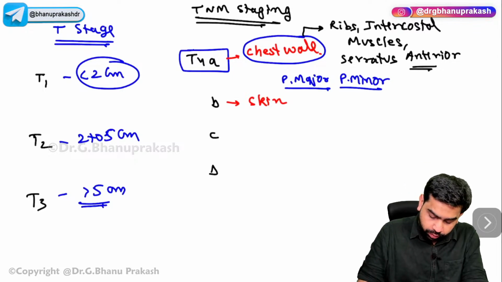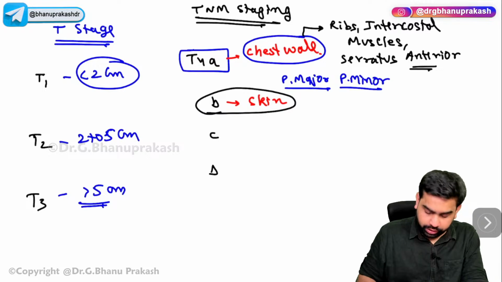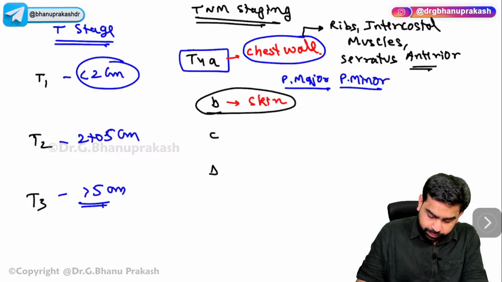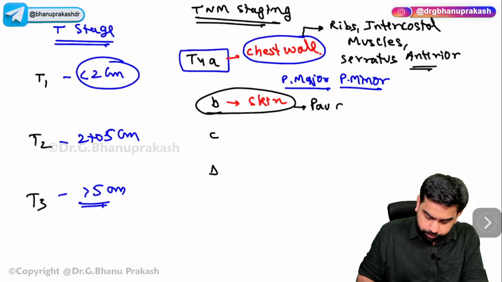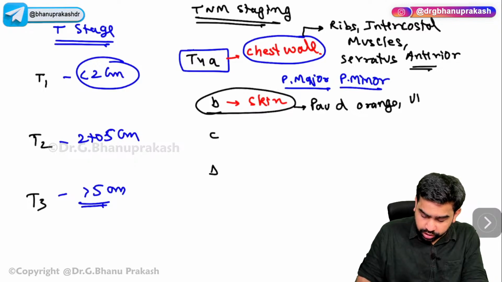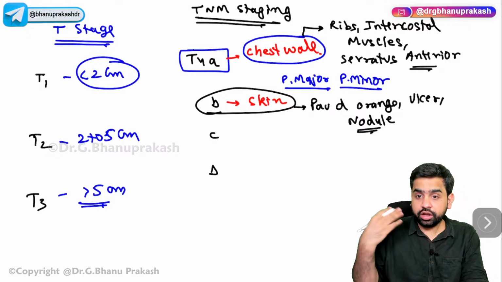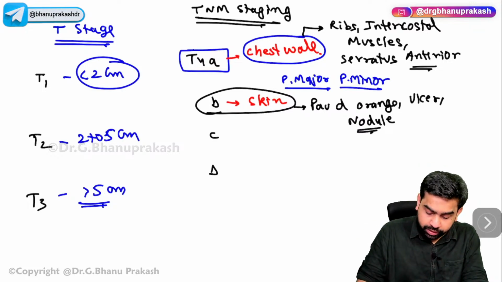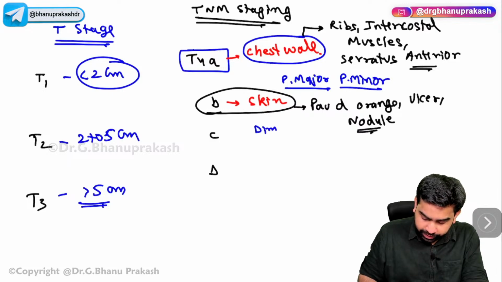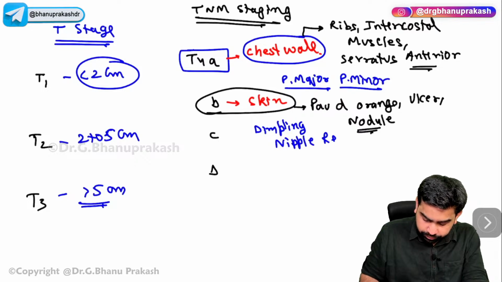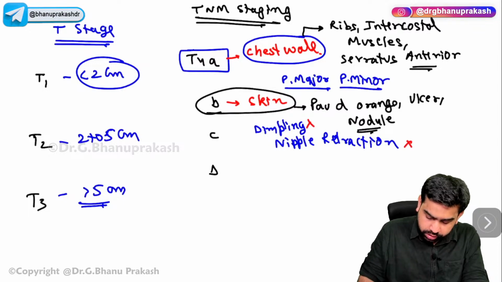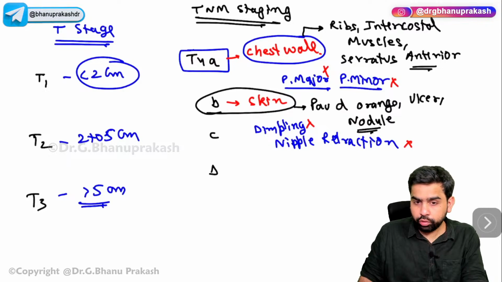What about the skin, guys? In the skin, if the question mentions peau d'orange, or an ulcer, or a nodule, then all these things are considered to be a part of the chest skin. But if the question mentions dimpling or nipple retraction, this is not considered to be a part of the skin. I hope you are able to understand this point.